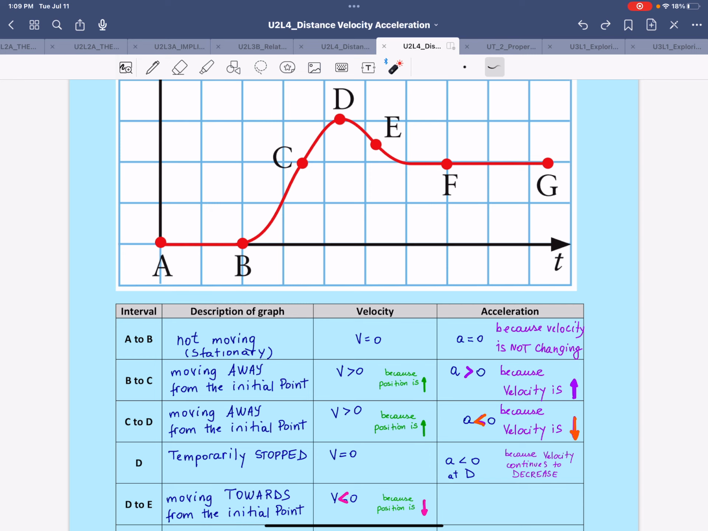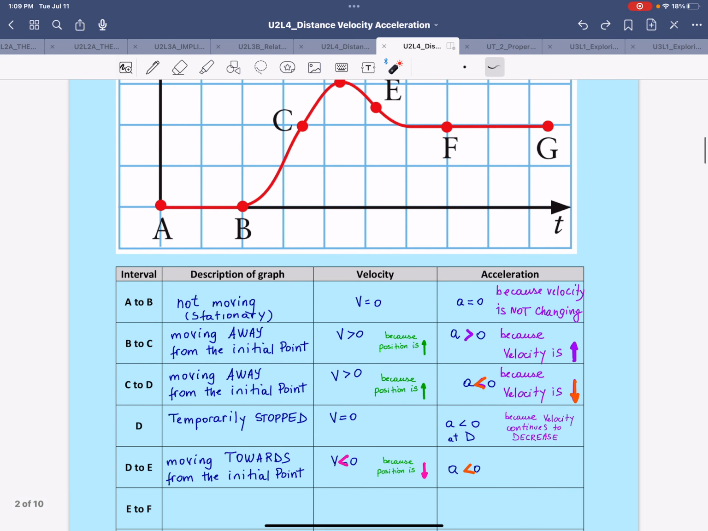Now, let's talk acceleration. So velocity is negative, but it continues to become more and more negative as we get closer to point E. So in this case, we're going to say that the acceleration must be negative. And that is because velocity is on the decrease in here, so going from 0 to more negative.